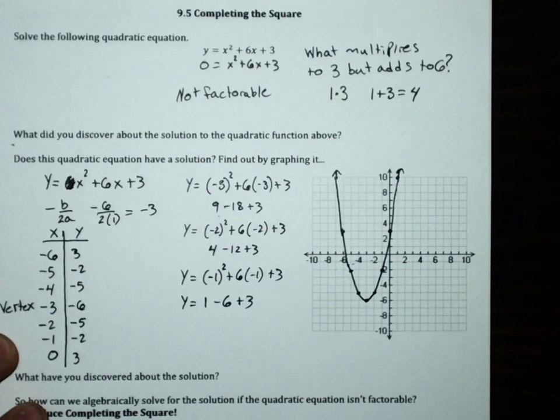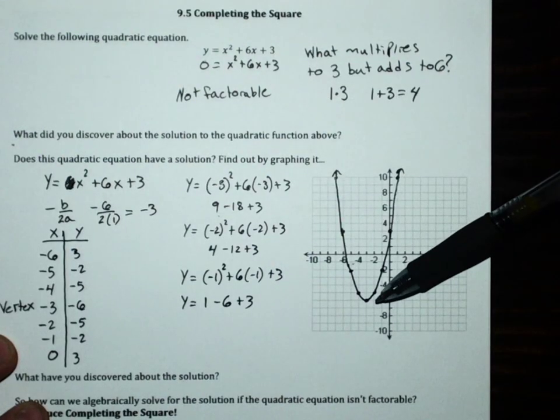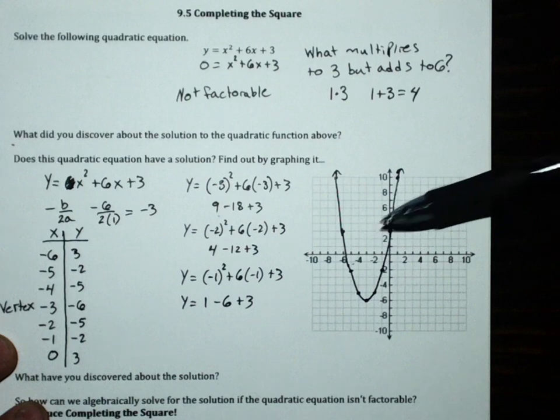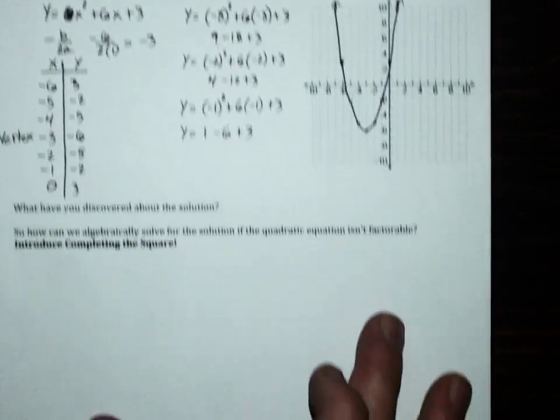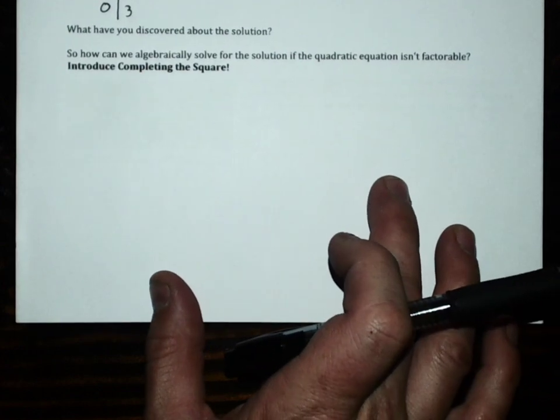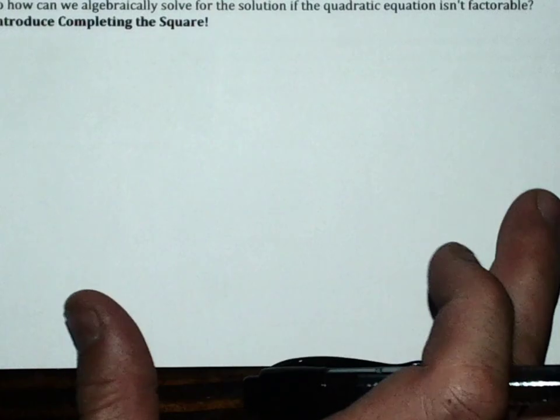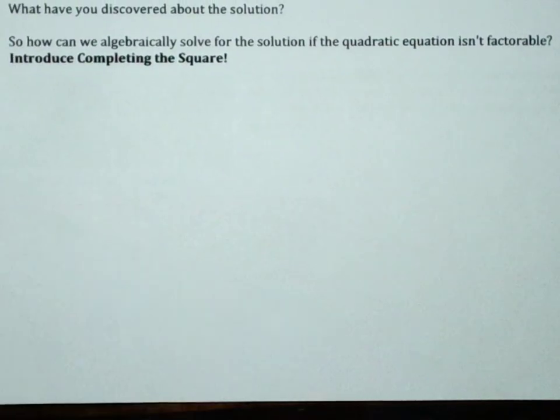So how are we going to solve something that is not factorable, and we can't find the precise solution graphically? Introduce completing the square. Now, this is a very, very powerful lesson. Completing the square is extremely important. It is the only method we have learned so far that you can use on every single quadratic.